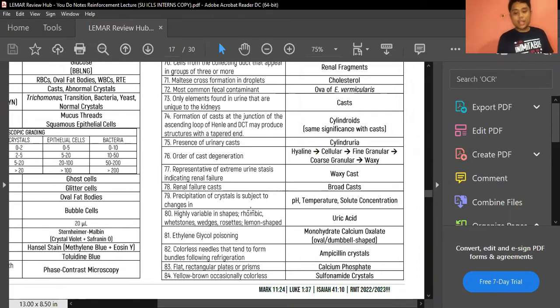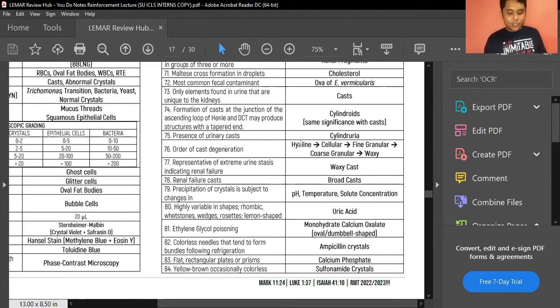Okay. Next, you have highly variable. As I mentioned, the most pleomorphic among the crystals, you have your uric acid. And again, lemon shape. All right. Ethylene glycol poisoning, monohydrate CaOx. What's the other name of monohydrate CaOx? Whewellite. Take note, how do we remember? Whewellite is monohydrate. Weddellite, like the letter D, is the dihydrate. Okay, very good. And among the two, the most common is, of course, dihydrate CaOx. Alright. Colorless needles, then will form bundles after refrigeration, ampicillin.